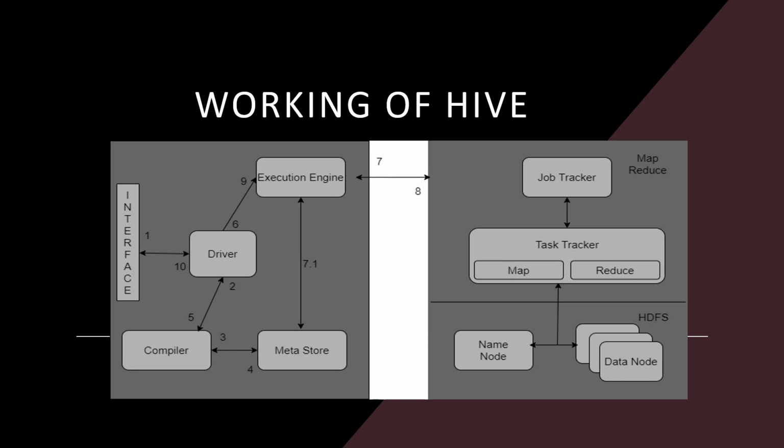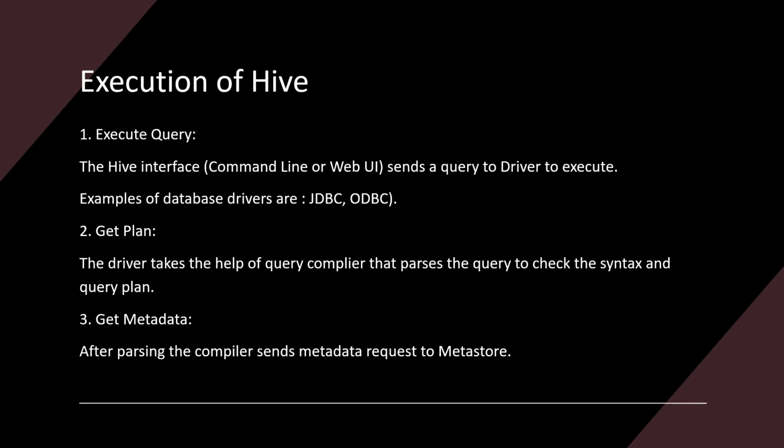The components are interface, driver, compiler, metastore, execution engine, job tracker, task tracker, map, reduce, and the components of HDFS, which are name node and data node. Let's see how this works step by step. The first step is execution of a query, where the Hive interface, the command line or the web UI, sends a query to the database driver for execution. Examples of a database driver are JDBC and ODBC.